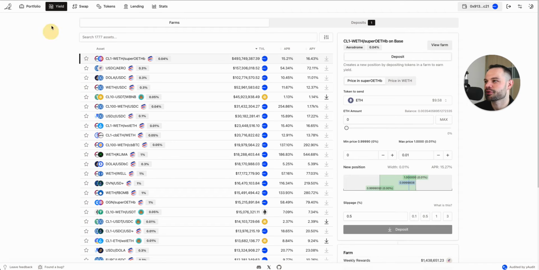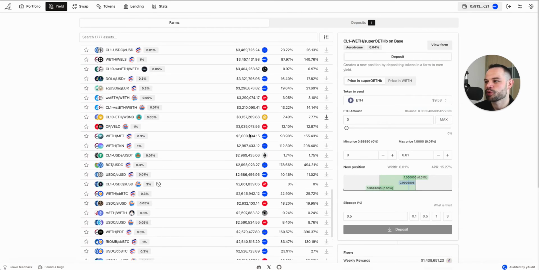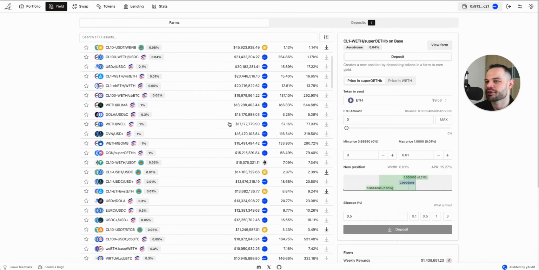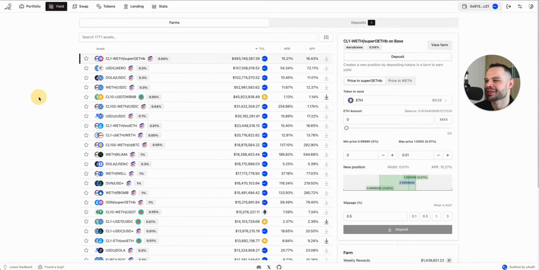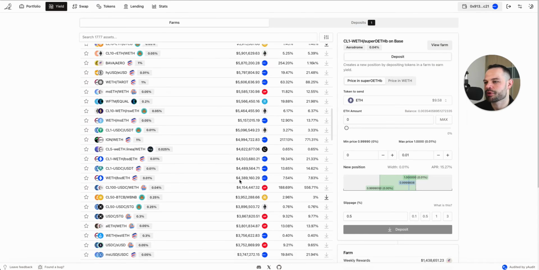The first thing you'll notice here when we come into the yield area, as we focus in on liquidity provision here on VFAT, is that we've got a whole bunch of different pools and farm opportunities. And this can look quite overwhelming on first glance, but everything is sorted by TVL. So the highest TVL pools to lowest as we scroll down the list.